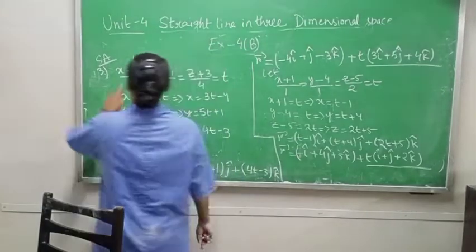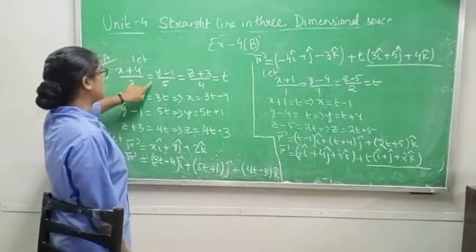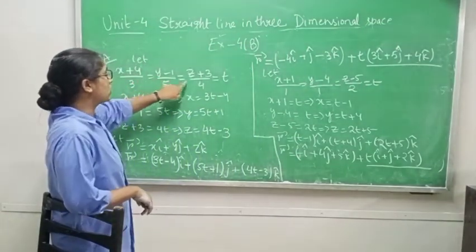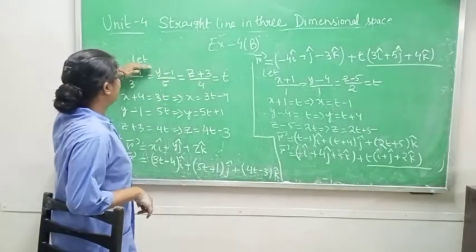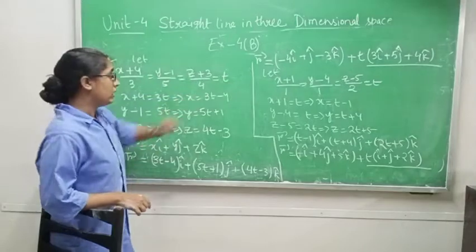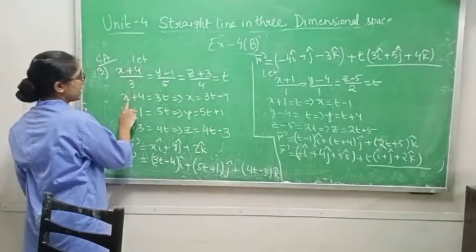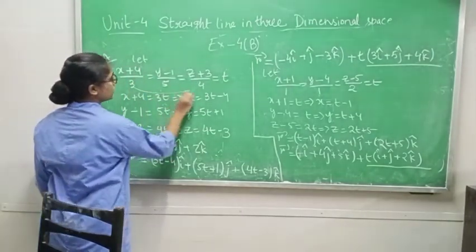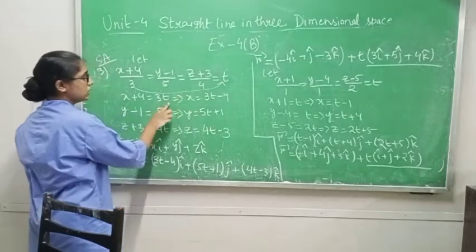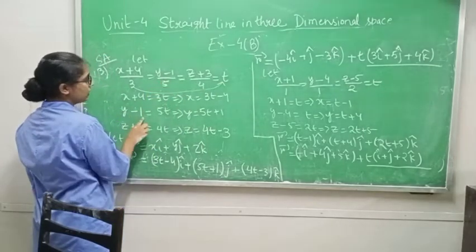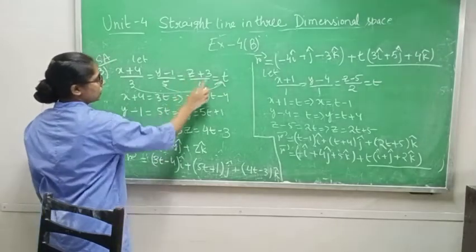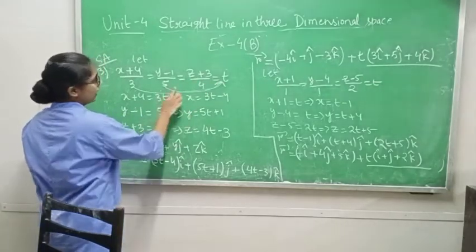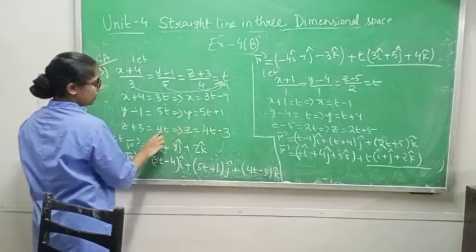So first of all, the first one is (x + 4)/3 = (y − 1)/5 = (z + 3)/4 equals t. First, I am setting this equal to t. Then I will write x + 4 as it is, and this 3 will go with t, it will become 3t. Then y − 1 I will write as it is, and this 5 will become 5t. Then z + 3 I will write as it is, and this 4 will go with t, it will become 4t.